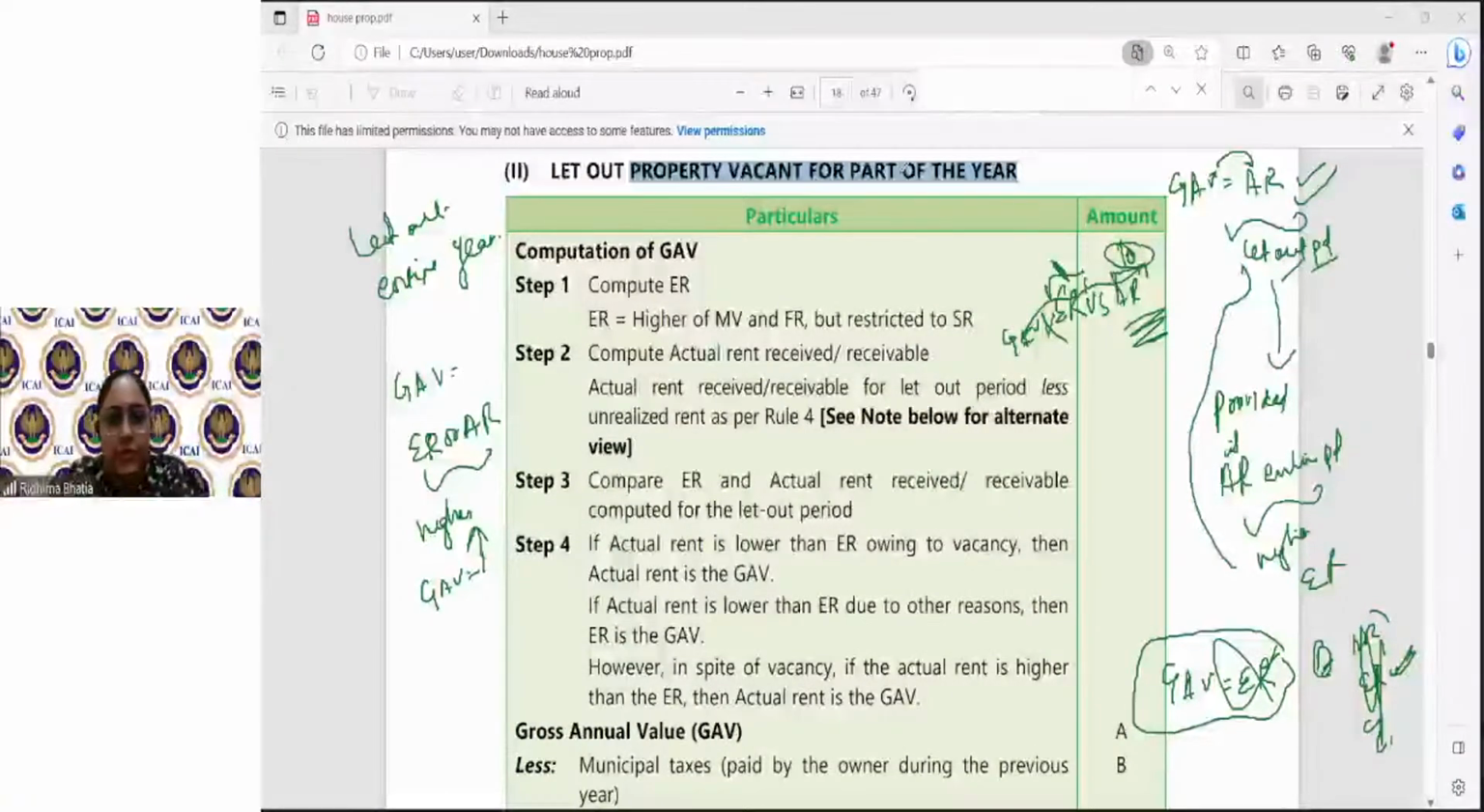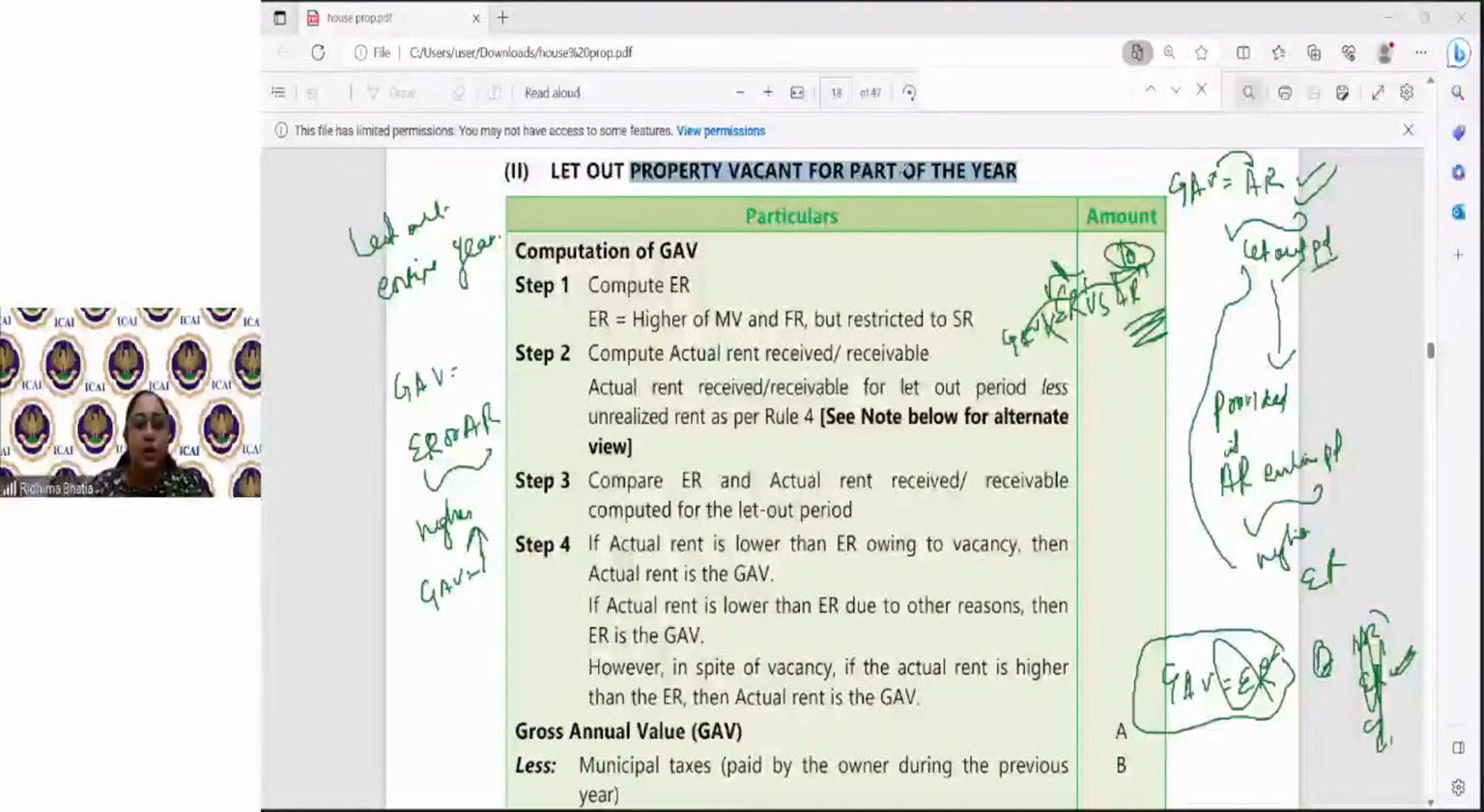There are a few questions, ma'am. First check AR for the full year, then AR for the month, occupied included, unrealized rent. Ma'am, example: 480 and rent for the year is 48,000, and then for 10 months LOP is 50,000 per month and unrealized is 50,000, then GAV.